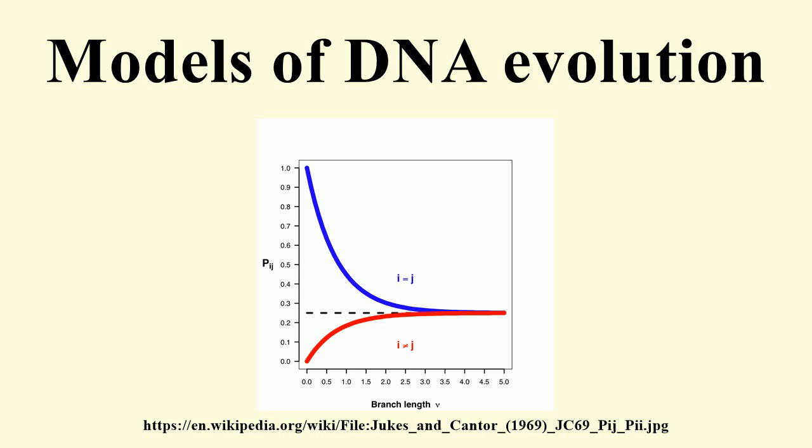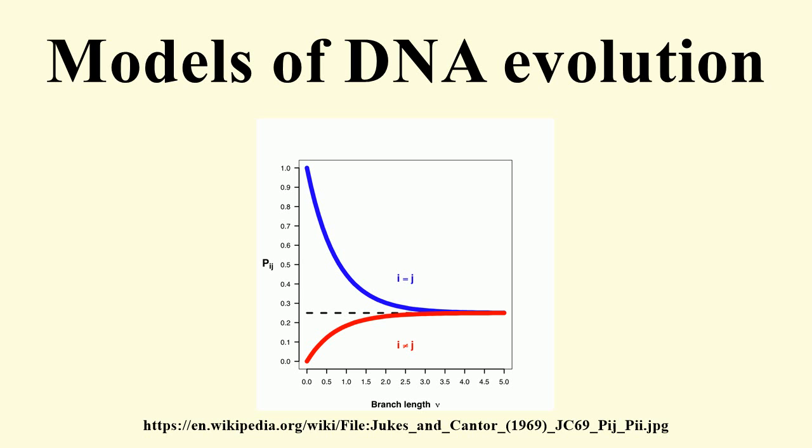TN93 model. The TN93 model distinguishes between the two different types of transition, i.e., one is allowed to have a different rate to the other. Transversions are all assumed to occur at the same rate, but that rate is allowed to be different from both of the rates for transitions. TN93 also allows unequal base frequencies.